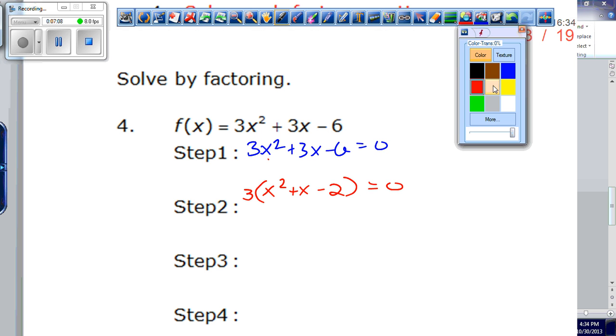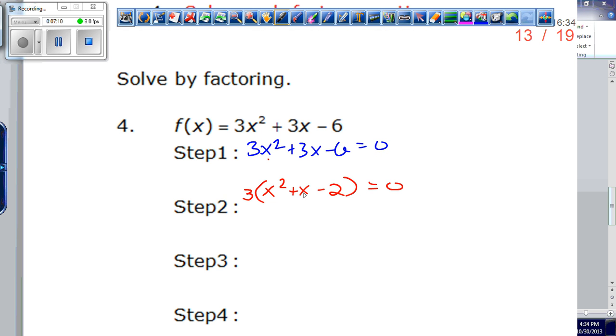The next step, which is still part of step 2, is we have to factor this. So then we do our 2 sets of parentheses, what times what makes -2, and adds to +1. And that's +2 and -1. That's factoring stuff. Go back and watch my factoring video if you're struggling with that. The next thing is step 3, we're going to set each part equal to 0. So 3 equals 0, comma, x plus 2 equals 0, comma, x minus 1 equals 0.